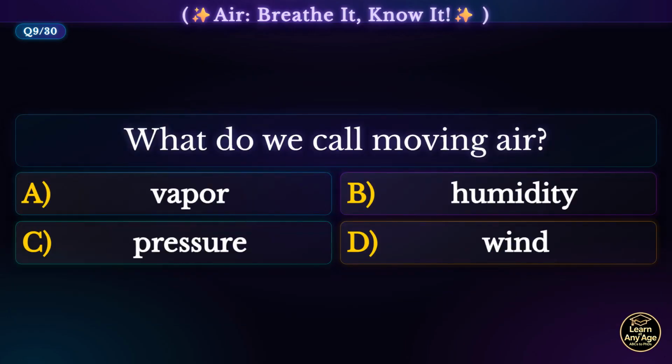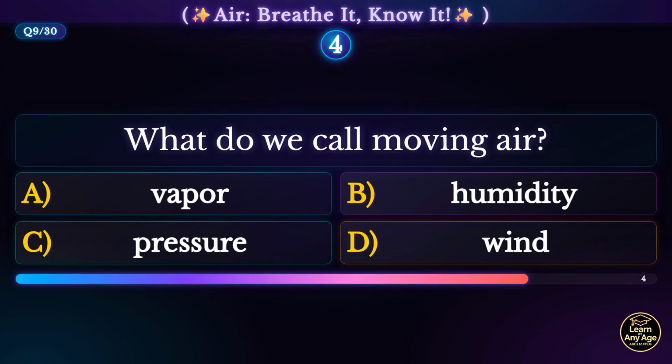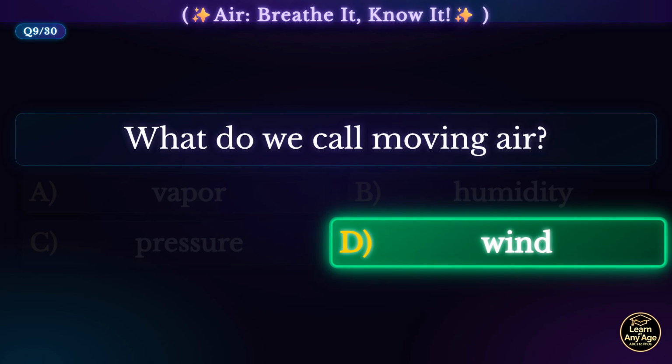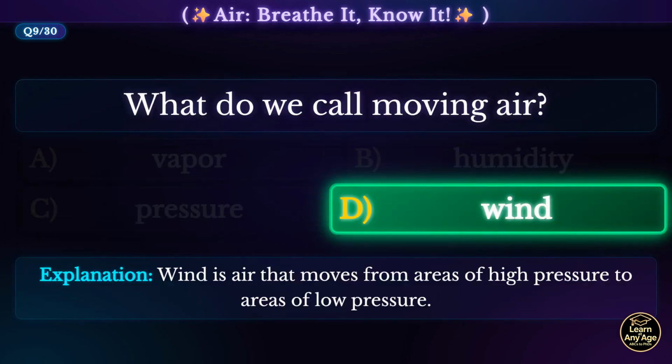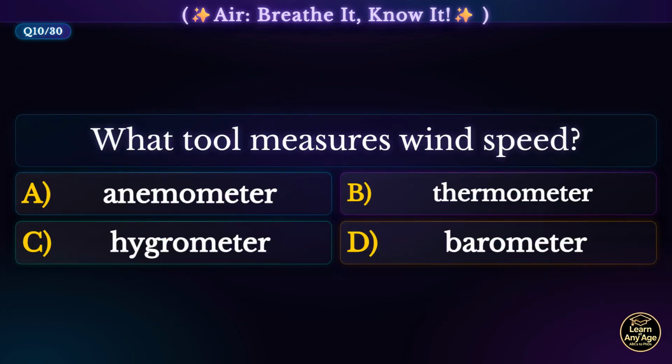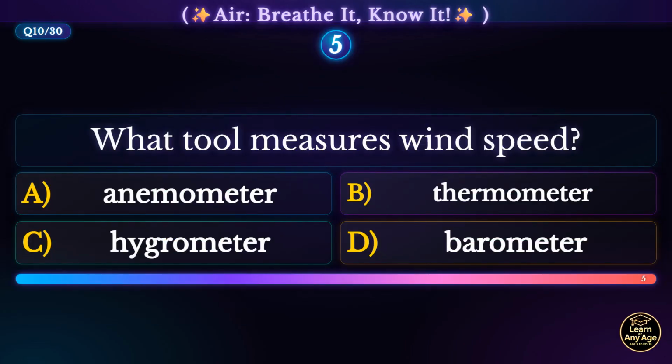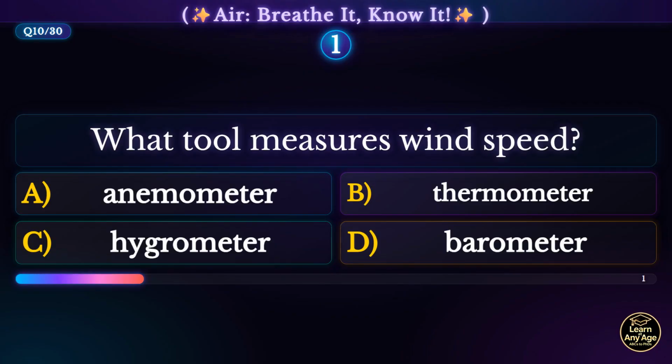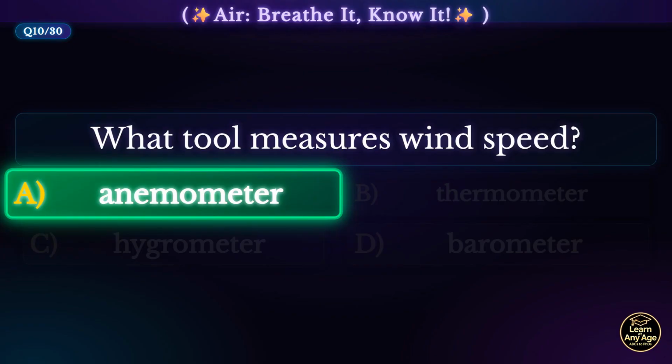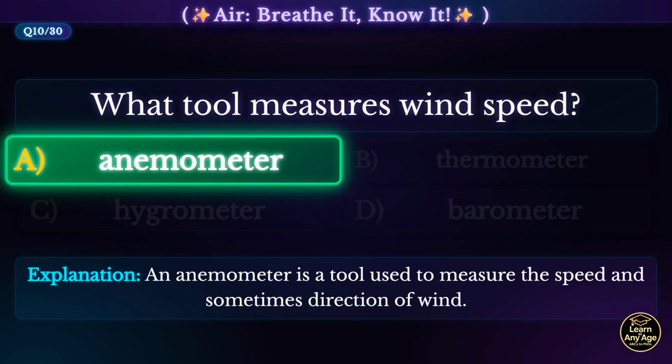What do we call moving air? Wind. Wind is air that moves from areas of high pressure to areas of low pressure. What tool measures wind speed? Anemometer. An anemometer is a tool used to measure the speed and sometimes direction of wind.